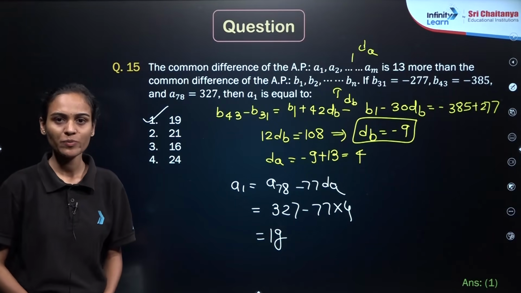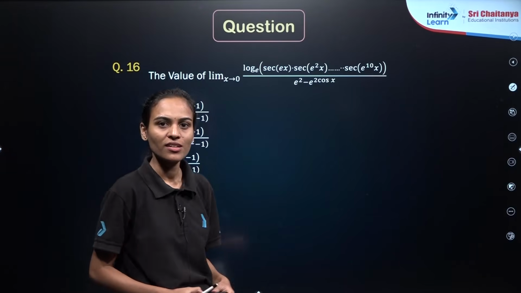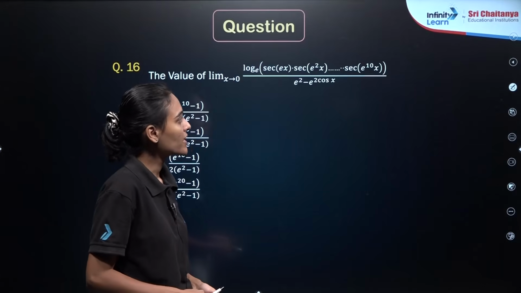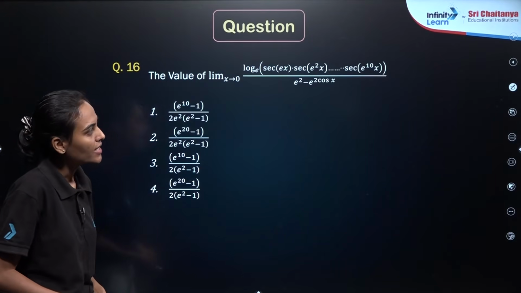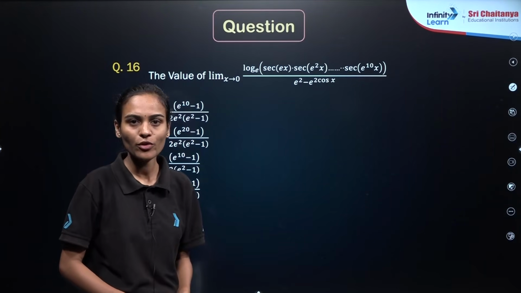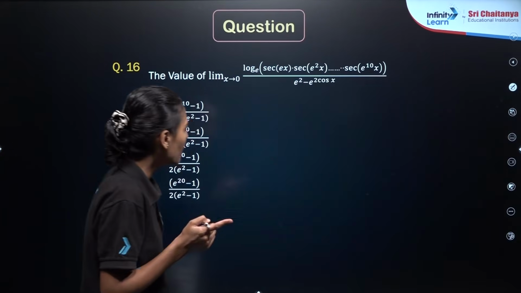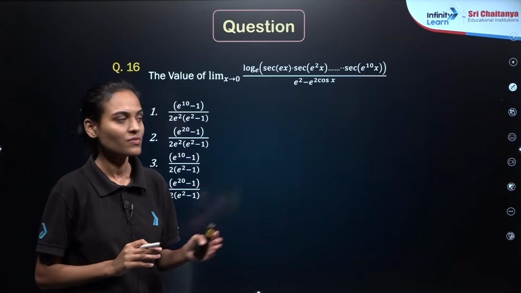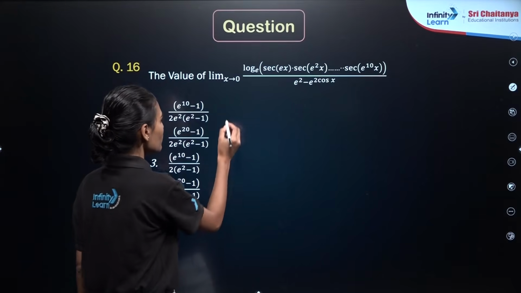Now let us take students question number 16. Here you need to find the limit of this function: limit x approaches 0 of log of sec x times sec 2x and so on up to sec 10x, divided by e square minus e power 2 cos 2x. So this is a 0 by 0 form, right? So what we will do? First we will apply the log property, because if we go directly to L'Hopital, the numerator differentiation will become very complicated.